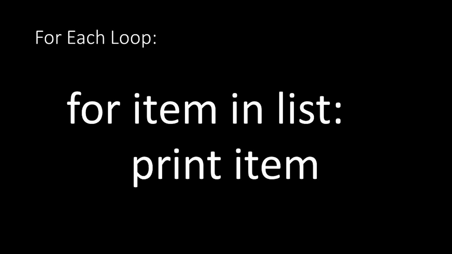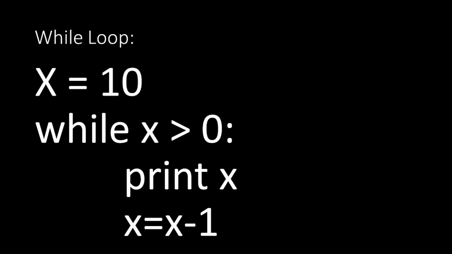A for each loop will execute a command for each item in a list. For example, for item in list will print each item in the list. A while loop will execute a command while a condition is met. For example, while x is greater than 0, will print x until it is no longer greater than 0.